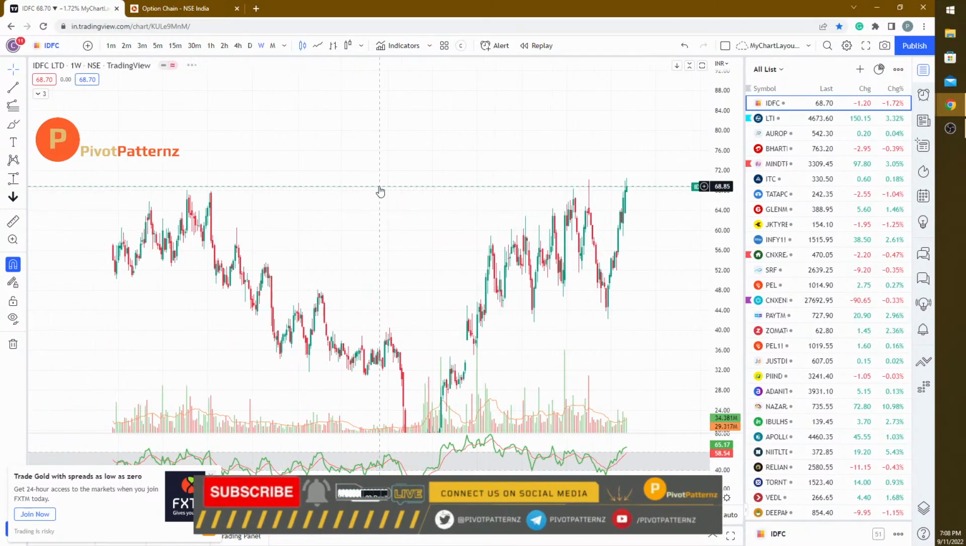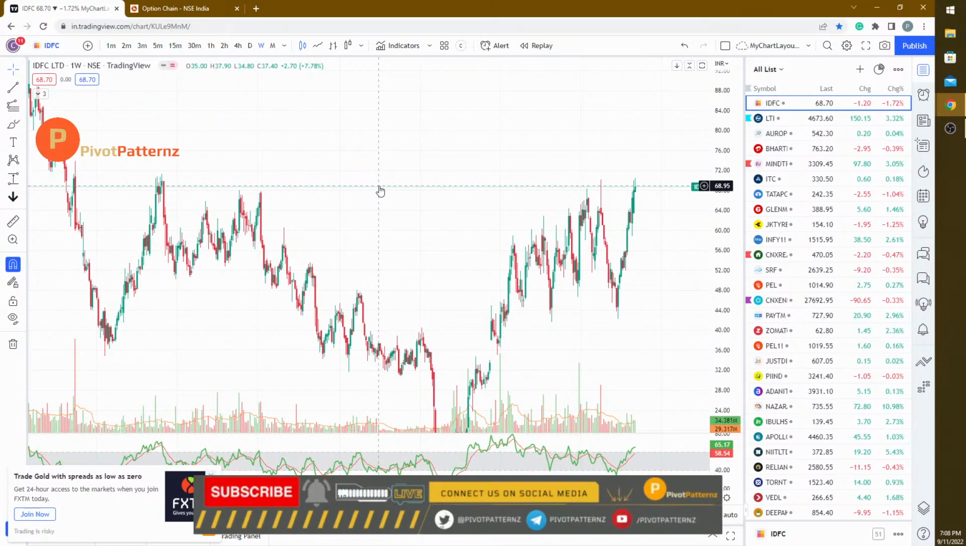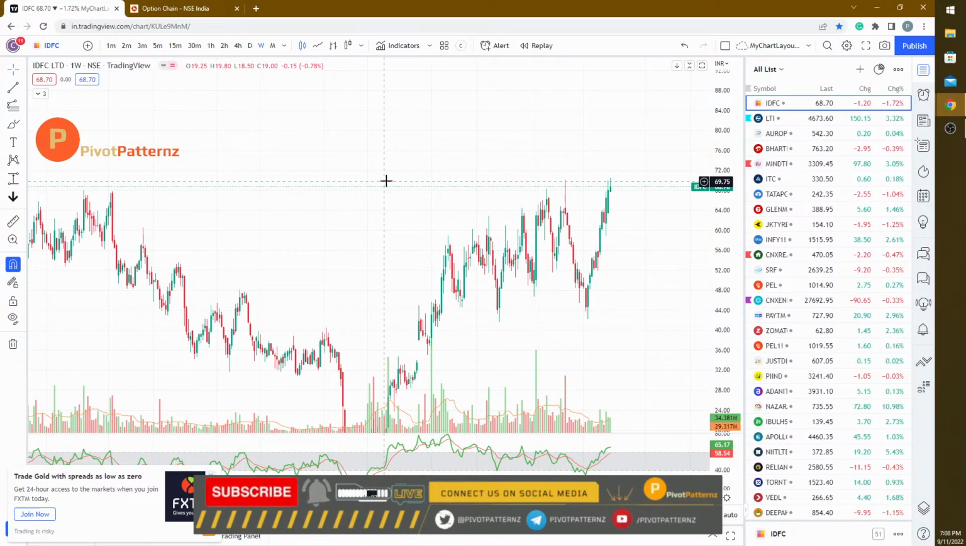IDFC is near resistance, Mahesh. If you have bought IDFC, I think you should exit. That's the wiser decision, unless you are breaking out of this zone.